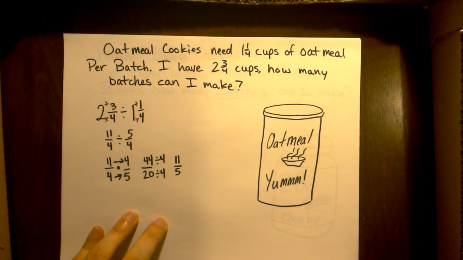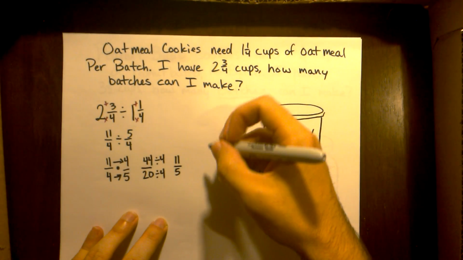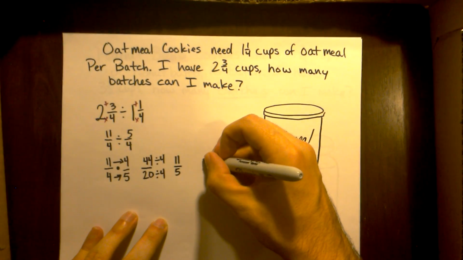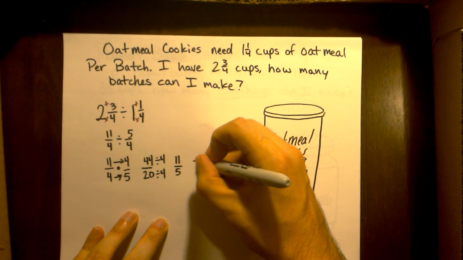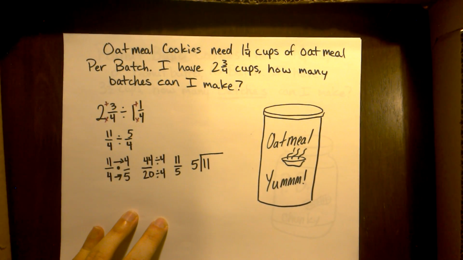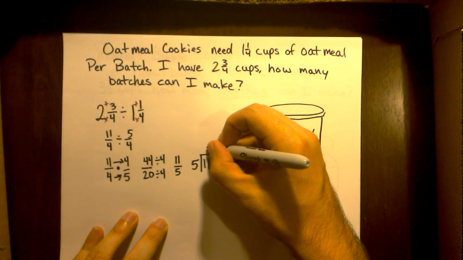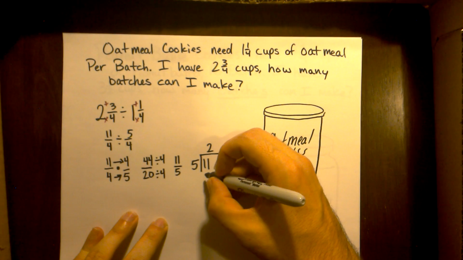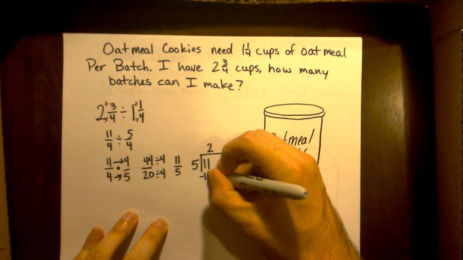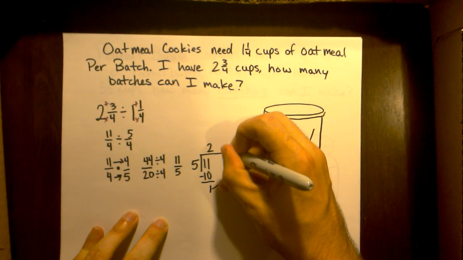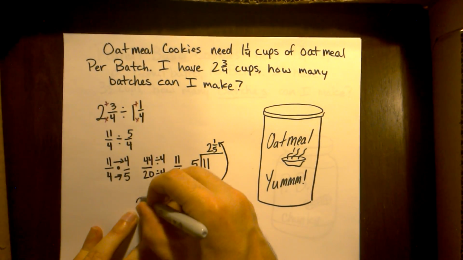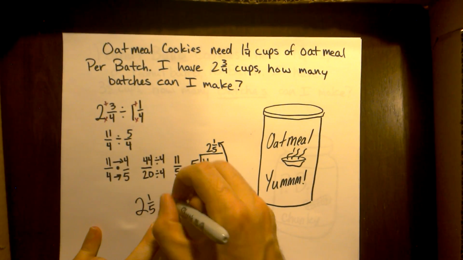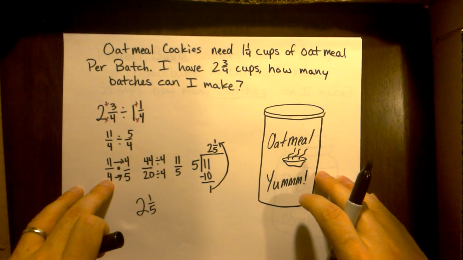11/5. I can't leave the bigger number on top, so I have to do horse and cowboy. The horse stays outside, the cowboy goes inside. 5 goes into 11 2 times, and I subtract 10. I have 1 left over. That 1 becomes my numerator. My denominator stays the same. So I can make 2 1/5 batches of oatmeal cookies.